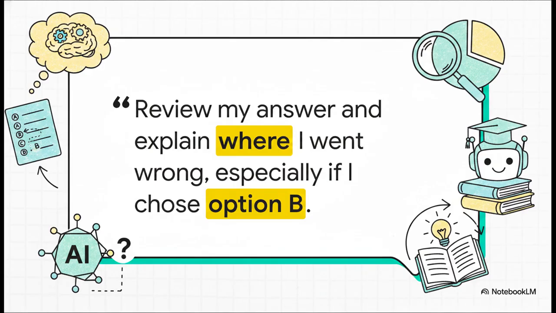But wait, after taking your custom test, don't just look at an answer key and move on. Feed your reasoning back into the AI with a prompt, asking it to review your answer and explain exactly where you went wrong, especially if you chose a specific incorrect option. This creates an immediate, highly personalized feedback loop, catching your specific misunderstandings right at the source. It's a total game changer.